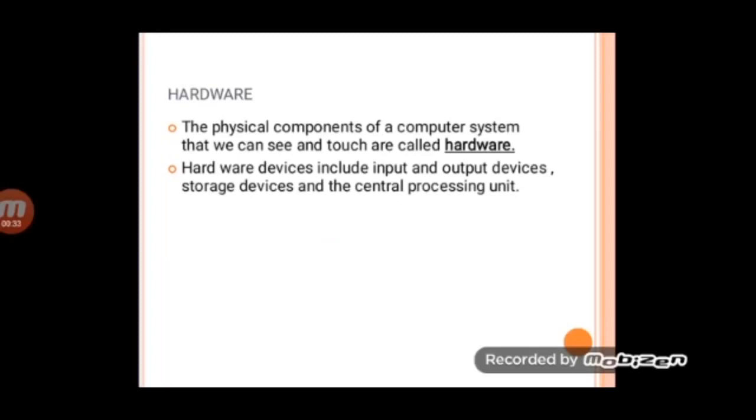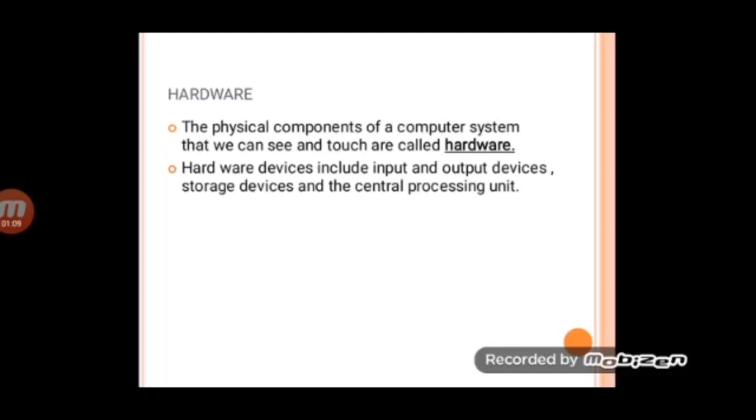Now start with the hardware. The computer system consists of two main components, one is hardware and the other is software. First we will discuss the hardware. The physical components of a computer system that we can see and touch are called the hardware. The hardware devices include input and output devices, storage devices and the central processing unit.